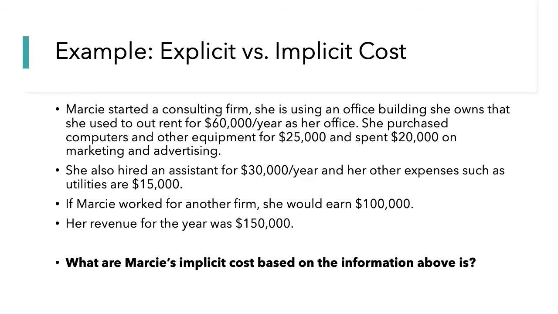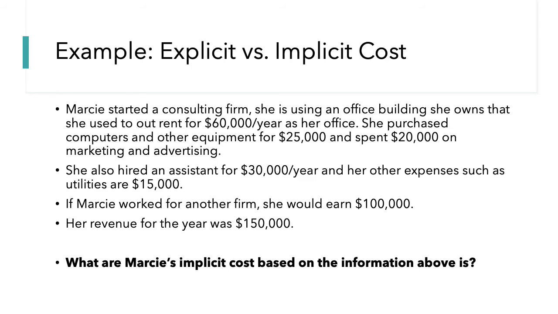Explicit versus implicit costs. Let's look at an example. Marcy started a consulting firm. She's using an office building she owns that she used to rent out for $60,000 a year as her office space. She purchased computers and other equipment for $25,000 and spent $20,000 on marketing and advertising. She also hired an assistant for $30,000 a year, and her other expenses such as utilities are $15,000.